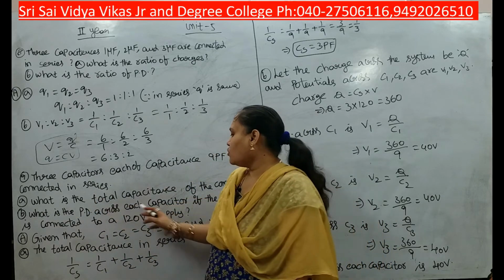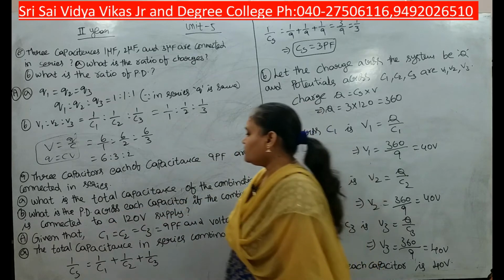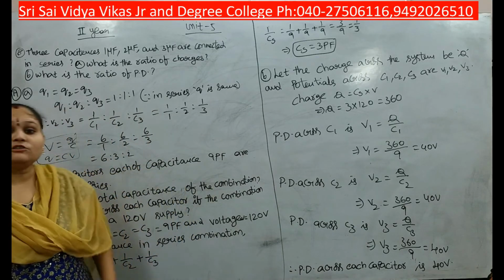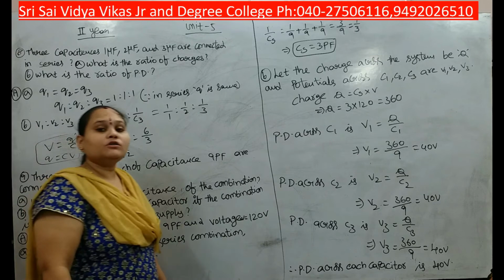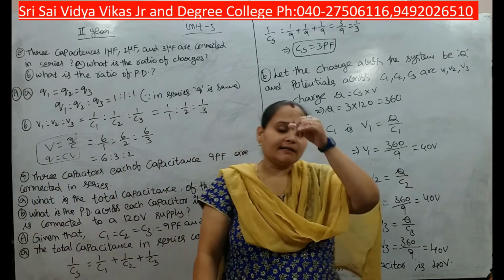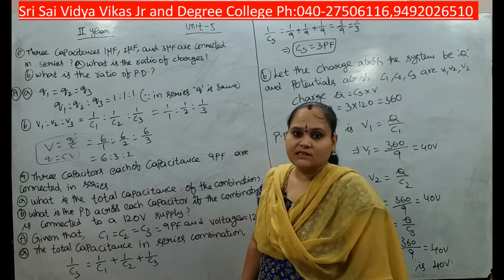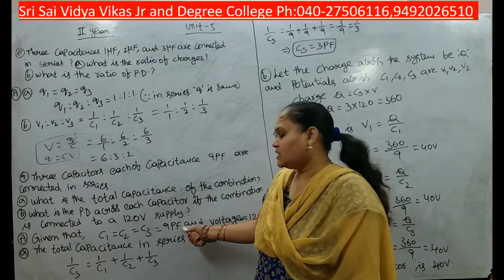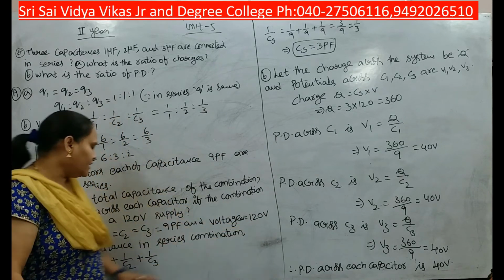Then what is the total capacitance of the combination, and what is the potential difference across each capacitor if the combination is connected to a 120 volt supply? With 120 volts applied, V equals 120 volts, then we can calculate the potential differences. For this purpose, we have three capacitances, C1 equals C2 equals C3 equals 9 picofarad, and the given voltage is 120 volts.